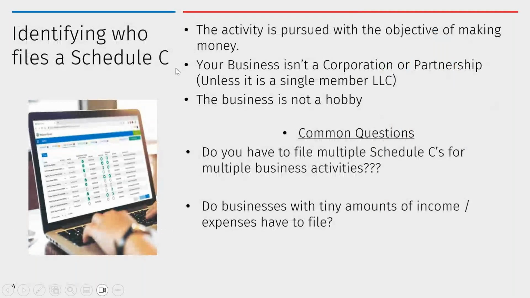Well, the IRS has given us some pretty clear guidelines on when to go ahead and attach this form to their 1040. And I think the first bullet point is probably the most important one, right? The activity is pursued with the objective of making money. Pretty much every business I've ever heard of, they want to make some money, right?